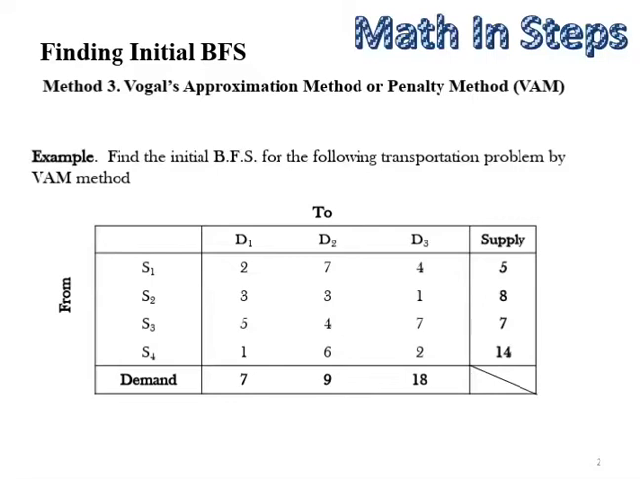In all the three videos, I have considered the same example so that we can compare out of these three methods of initial basic feasible solution, which method is the best one. So again, it is the same problem, which is a balanced problem. As you can see, the total supply is 34 and the total demand is also 34. When total supply and total demand are equal, we call the transportation problem a balanced transportation problem.